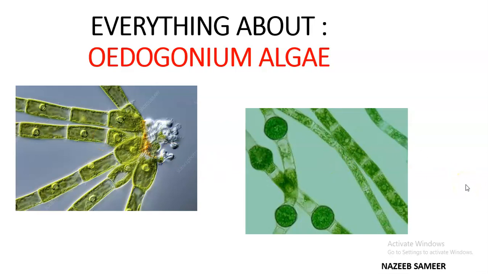We can see this kind of algae in ponds, rivers, lakes, etc. Basically it favors the standing water habitat just like ponds, etc.